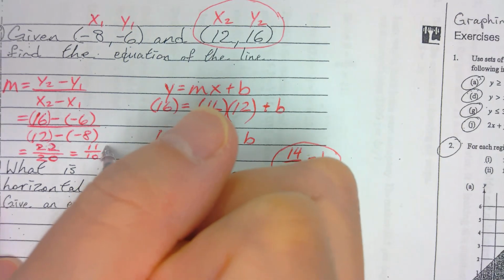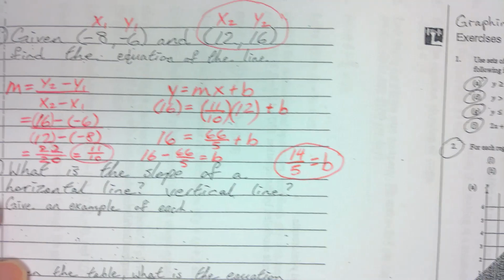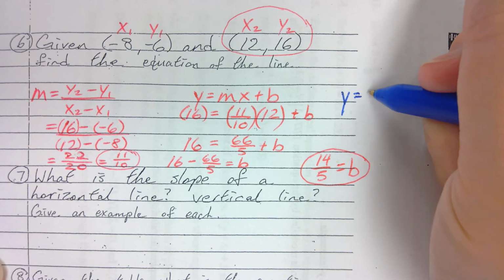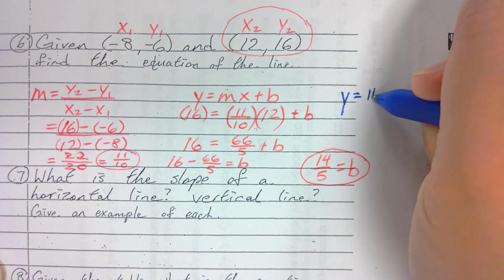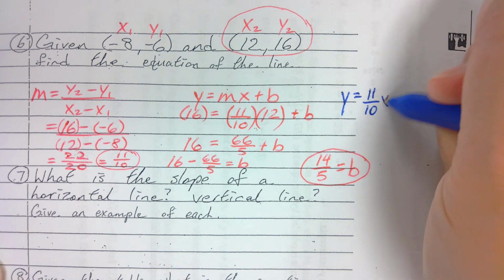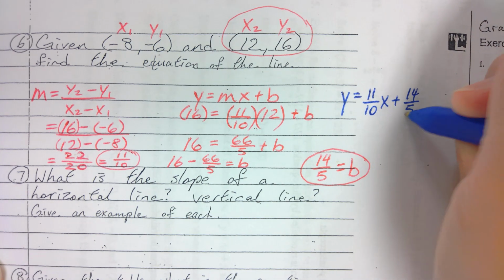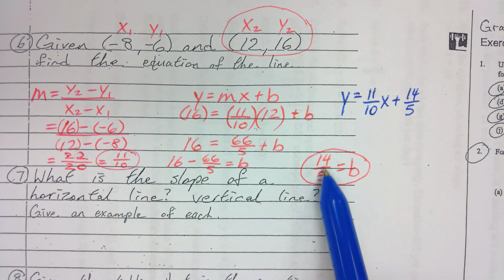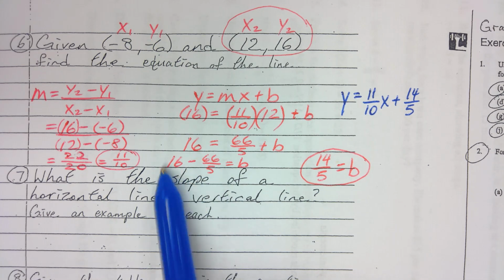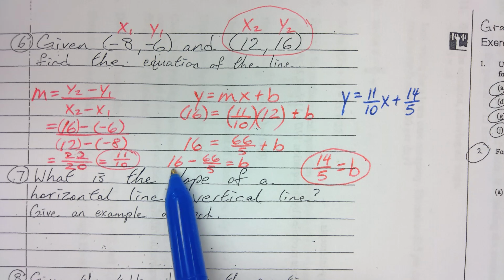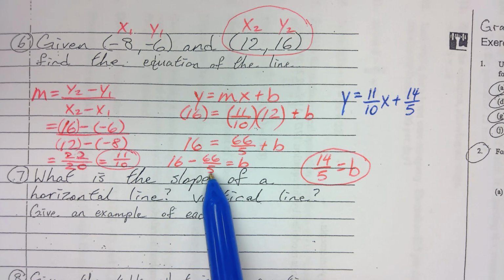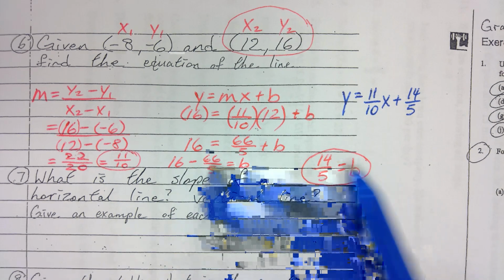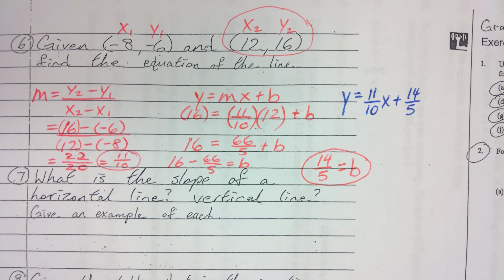Okay, I have my m, I have my b. So my equation, y equals, Sam? 11 over 10 x plus 14 over 5. Perfect. Again, how I got the 14 over 5 is I used the lowest common denominator. This is 16 over 1, so to get a denominator of 5, I did 16 times 5, which is 80. 80 minus 66 gave me the 14. So 14 over 5.